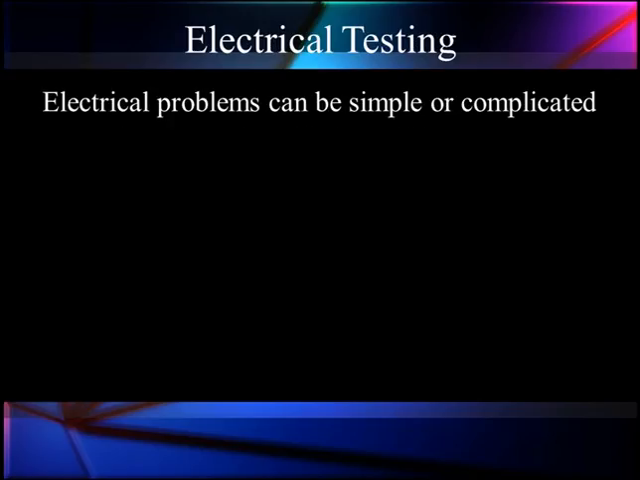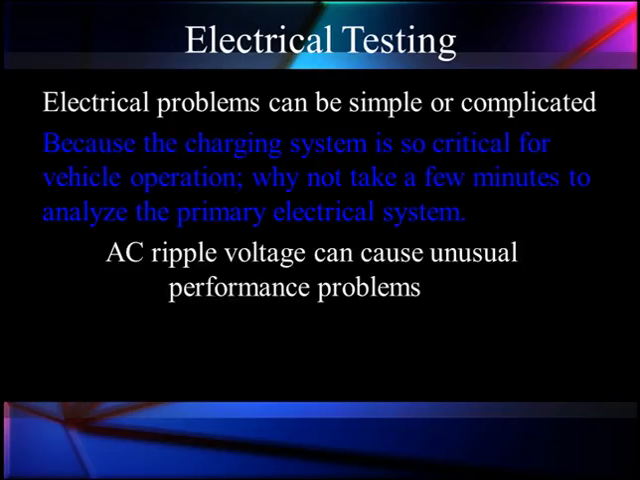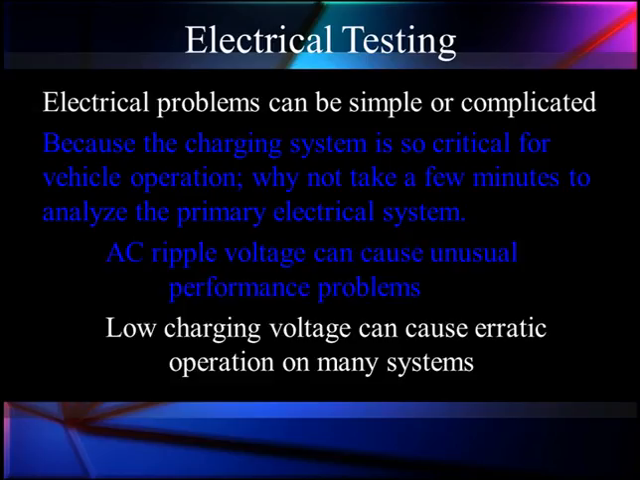That's the charging process. Now, take the time on electrical testing, because electrical problems can be simple or complicated. Because the charging system is so critical for vehicle operations, take a few minutes to analyze the primary electrical system when you work on a vehicle. AC ripple voltage can cause unusual performance problems. We've seen very, very strange ones. And of course, low charging voltage can cause very erratic operation on many of the systems.